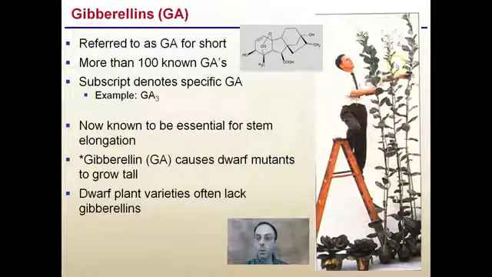We see a very classic picture here of some cabbage plants. Here are the normal cabbage plants over here, and here are ones that have been treated with GA, and we see how tall they can get, how those internodes between the leaves can stretch to enormous heights compared to the normal.